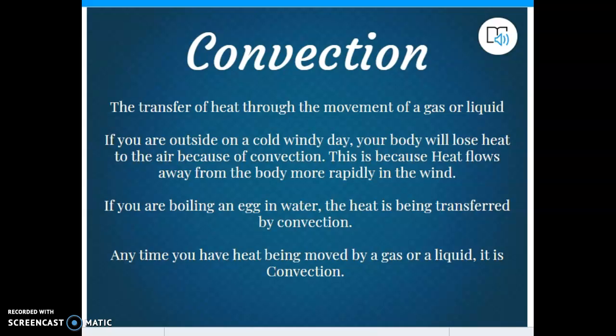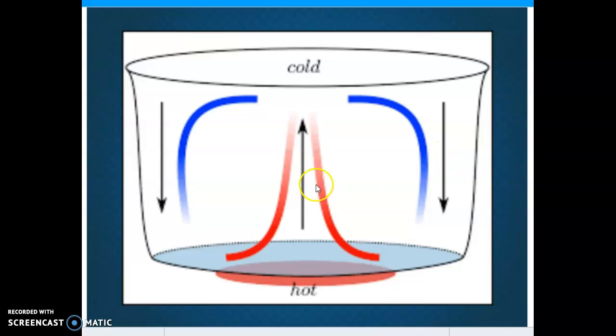And that's when we get things like the wind chill factor, which I guess you could be feeling if you're outside and the wind happens to be blowing on a cold, snowy day. If you're boiling an egg in water, the heat is being transferred by convection because that's the movement of heat through a liquid. Anytime you have heat being moved by a gas or by a liquid, you're going to have convection. This is a boiling pot of water, and you're going to have hot water rising and cold water sinking. And we will look at that in an experiment, obviously, next week.